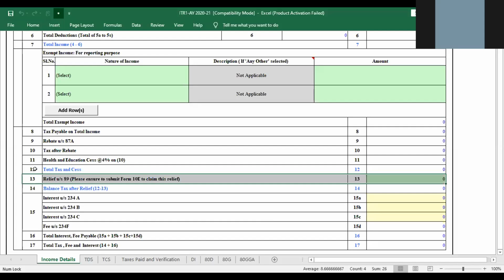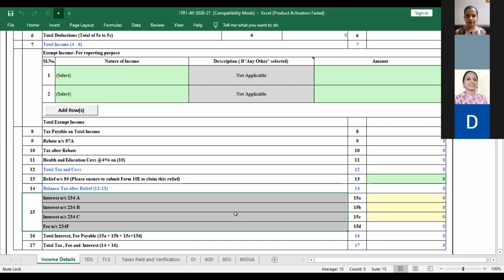So coming back to this, we have a total cess. You reduce your relief, whatever it is, and you will get the balance tax liability. To this balance tax, there are 3 types of interest that will be added. To the balance tax that we have calculated here, 3 types of interest will be added. First interest is section 234A. Now, 234A is charged when you file your income tax return late.